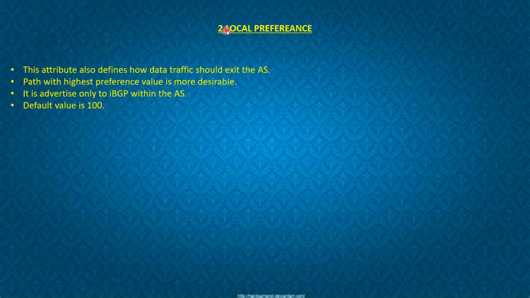So the second attribute is the local preference. This attribute also defines how data traffic should exit the AS. A path with a higher preference value will be more desirable. It is advertised only to IBGP neighbors within the AS. The default value is 100.